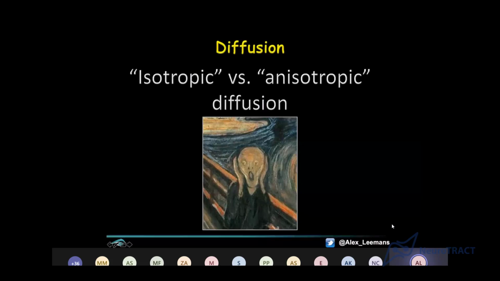Okay. So this is a reaction I get from many people as well. It's like, oh my God, what is anisotropic diffusion? This is a difficult word. Well, don't worry about it. I'll explain in a moment.